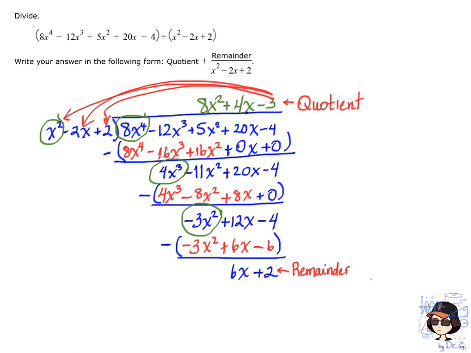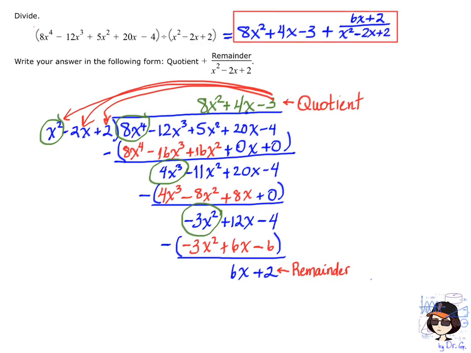And so now we're asked to write our answer in a specific form. So up above, I'm going to write my answer. It's the quotient 8x squared plus 4x minus 3 plus my remainder, 6x plus 2, over the divisor, x squared minus 2x plus 2. Okay, so that one wasn't all that complicated. We had a few minus signs we had to keep track of, but we were really, really careful. So we're going to do another example where things get a little tricky.